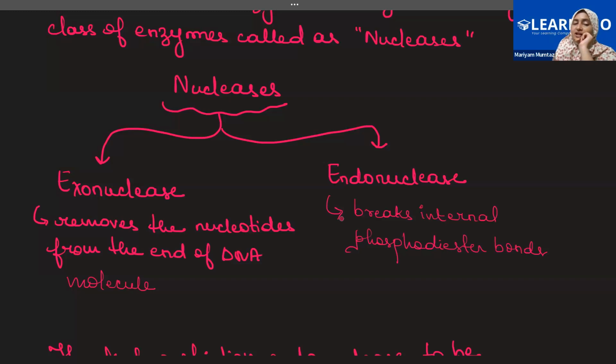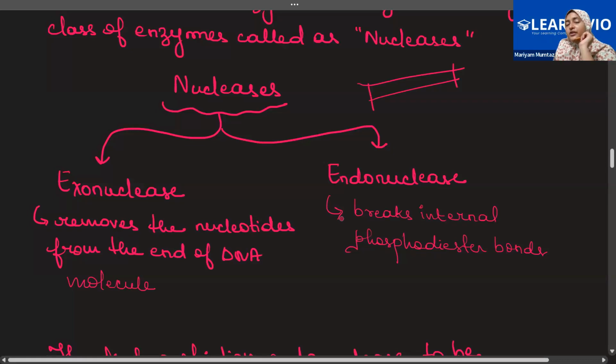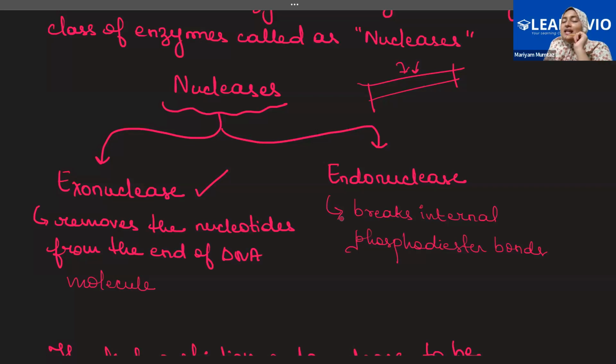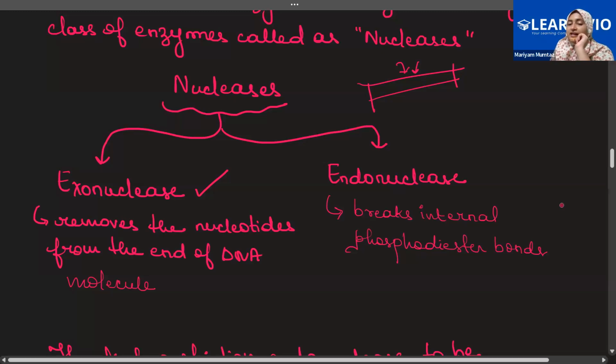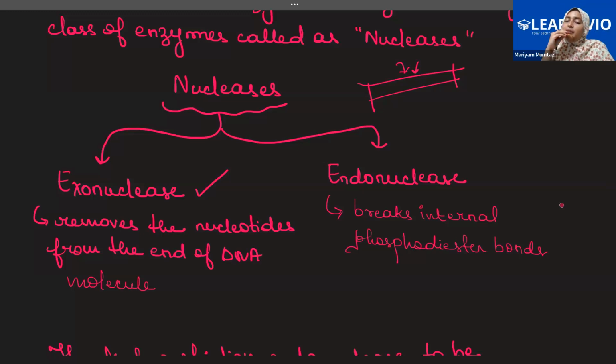Now this exonuclease, what will it do? It will remove the nucleotides from the end of the DNA molecule. So if this is the DNA molecule, it will remove from here. It will not attack in the middle. It will act on the end. So that becomes an exonuclease. Then comes endonuclease. Endo means inside. Nuclease is an enzyme. So what does the endonuclease do? It breaks the internal phosphodiester bonds. So both of them belong to nucleases, but both of them have different functions.